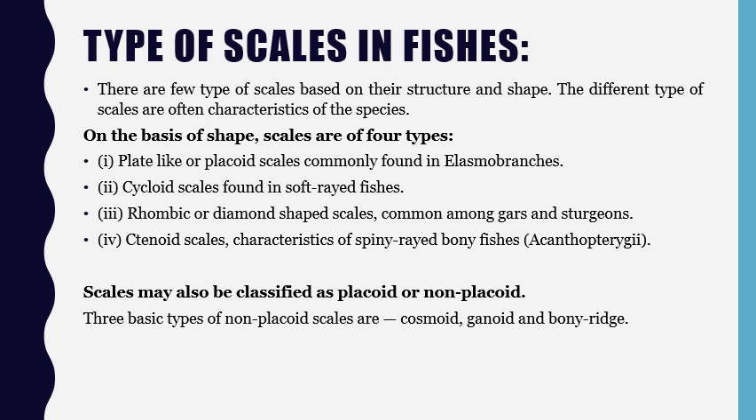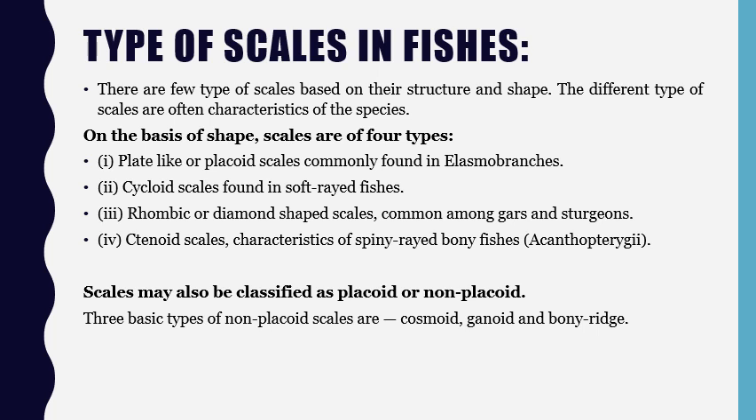After that, we will study the types of scales in the fishes. There are a few types of scales based on their structure and shape. Shape and structure की वजह से इसके अंदर scales जो हैं वो differentiate हो जाते हैं. These different types of scales are often characteristic of the species. ये species specific भी होती हैं. On the basis of the shape, scales are of four types.